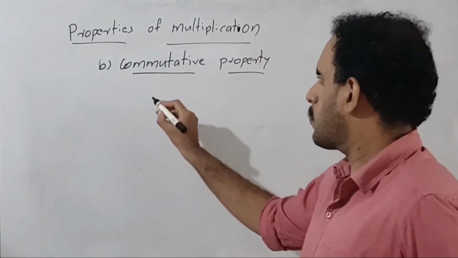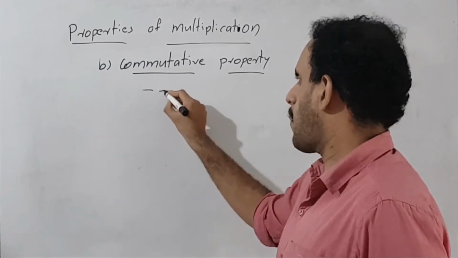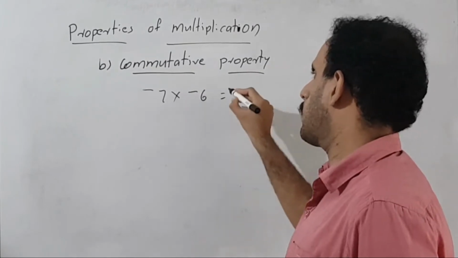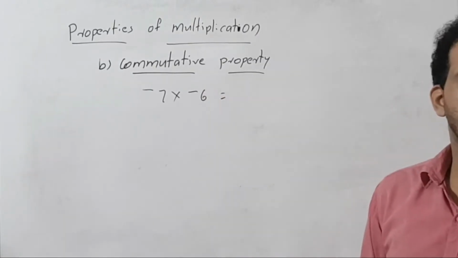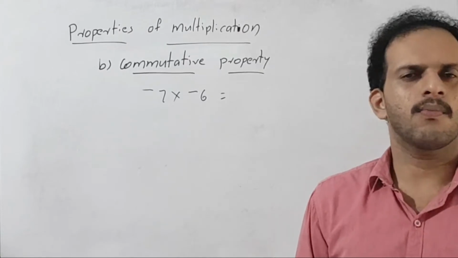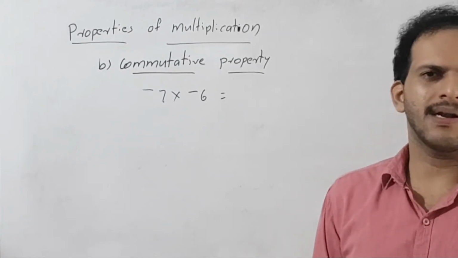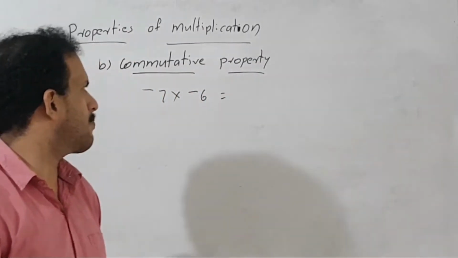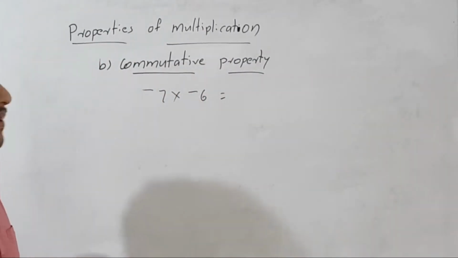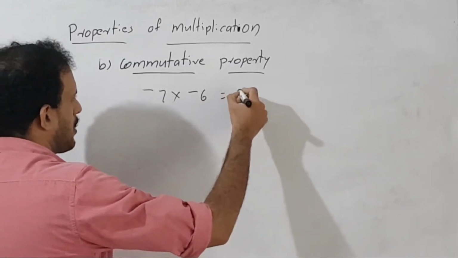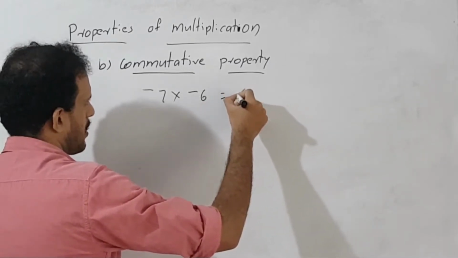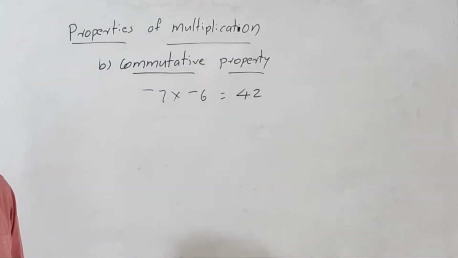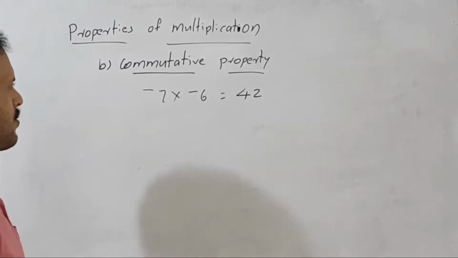Then we choose the numbers -7 into -6. We multiply the two numbers -7 into -6. We know that we multiply two negative integers, so the answer is positive. Then what is -7 into -6? The answer is positive. 7 into 6, then the answer is 42. 7 into 6 is equal to 42. Correct?